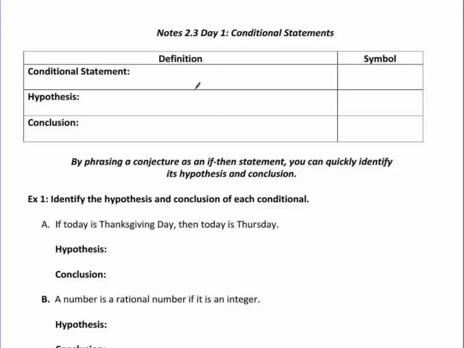All right, so we're going to move on from inductive reasoning and we're going to start talking about something called conditional statements. Conditional statements are if-then statements.